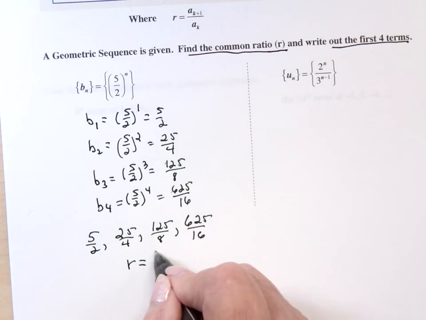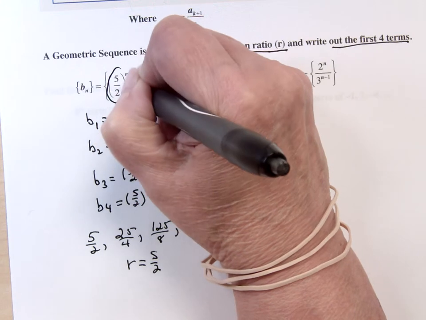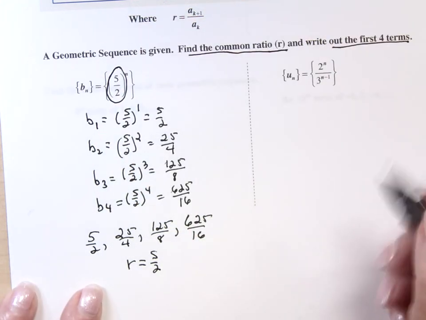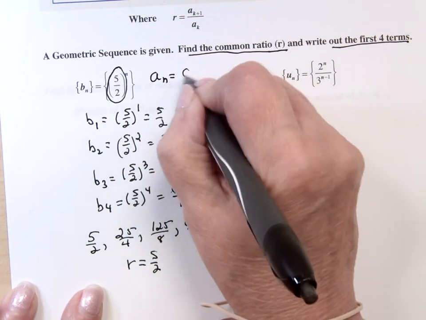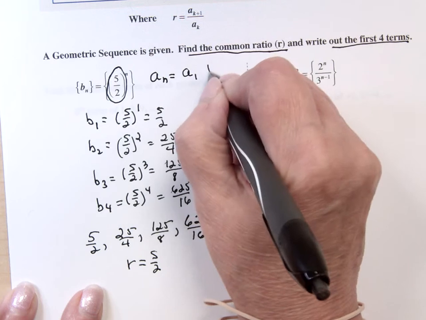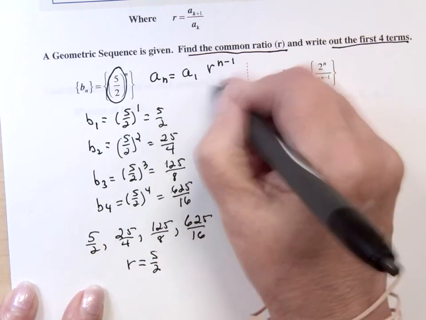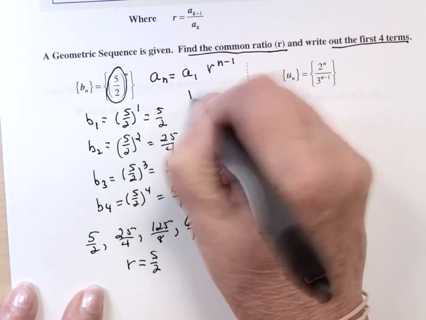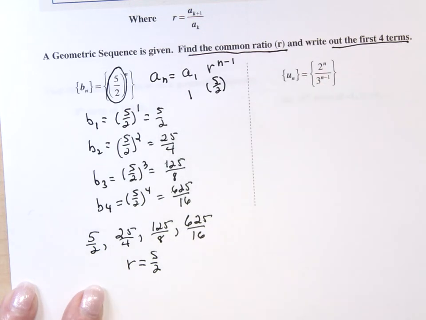5 over 2. And if you take a look at it, isn't that what's being raised to the power? If I know that the general form is A1 R to the n minus 1, R is the guy being raised to the power. And in this case, A1 is 1, and what's being raised to the power is 5 halves.